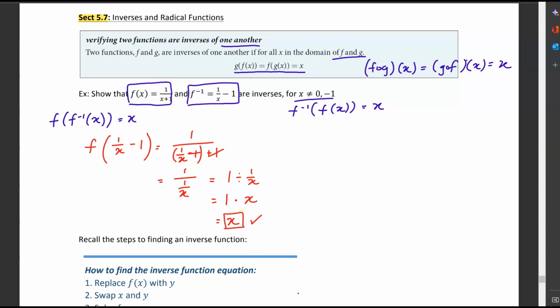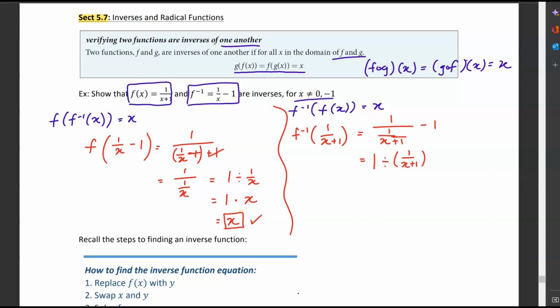All right, so now let's take a look at the other way around. We're going to take f inverse, and we're going to plug in f of x, which is 1 over x plus 1. When we do that, we end up with 1 over x plus 1, minus 1. This is a complex fraction again, so this is the same thing as saying 1 divided by 1 over x plus 1.